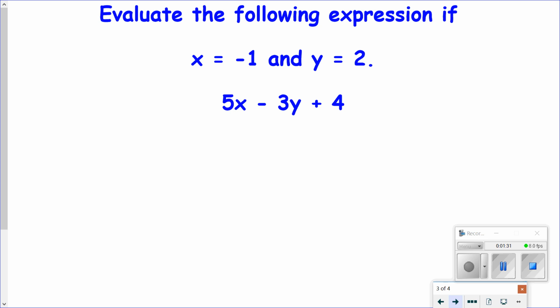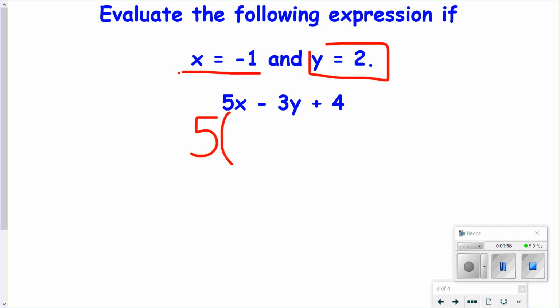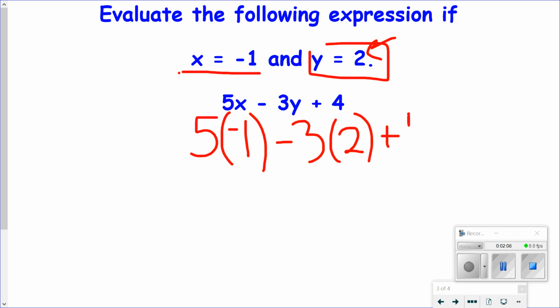Here we have another example. Evaluate the following expression if x equals -1 and y equals 2. So we have 5x minus 3y plus 4. Now wherever we see x, we're going to replace that with -1. And wherever we see y, we are going to replace that with 2. So I'm going to now write that using my substitution. And I know my x now is -1. My y is 2, and I'll bring everything else down.